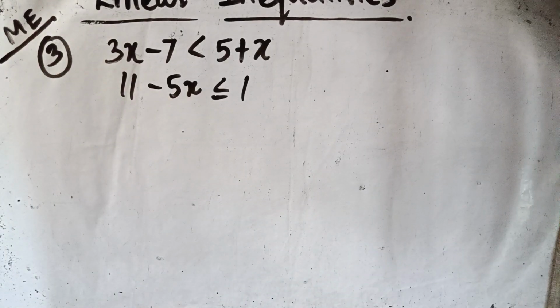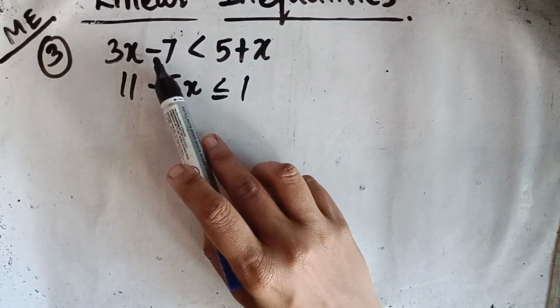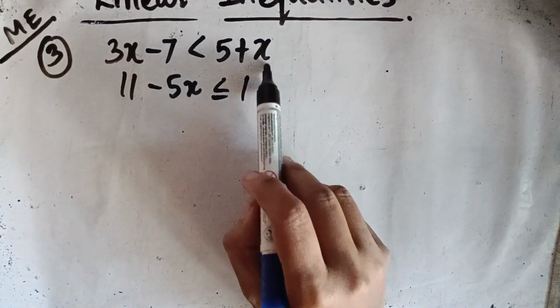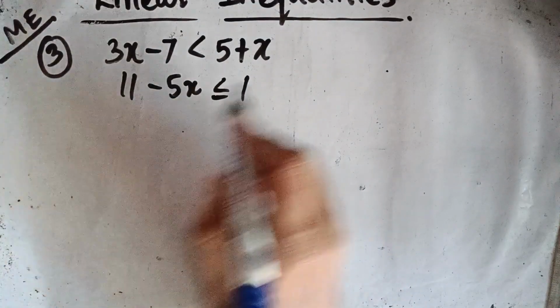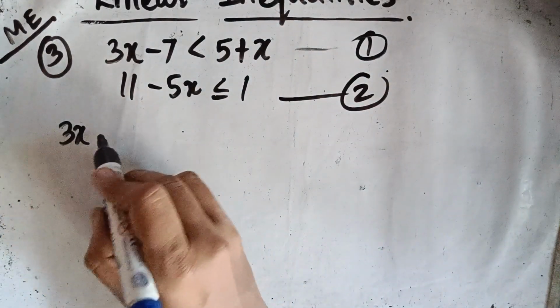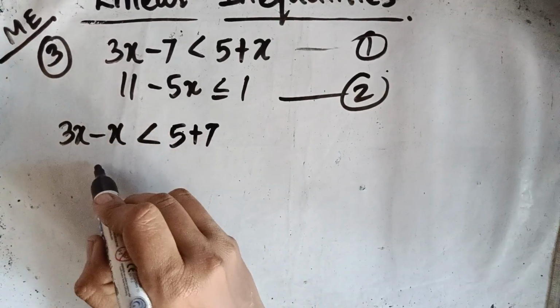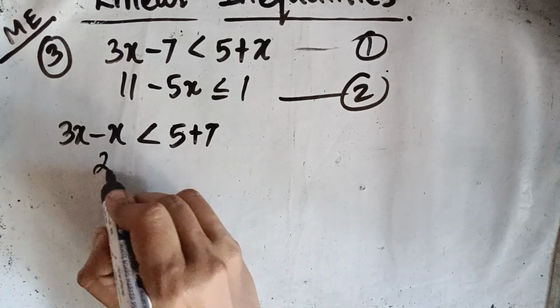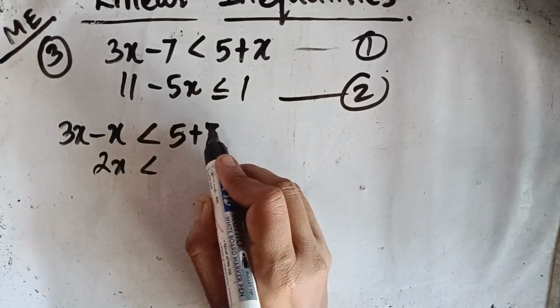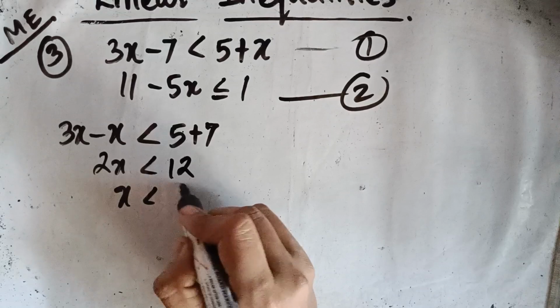So here we have to solve the system of inequalities and represent the solutions on the number line. So we have to solve this. Again the same thing, you have to find the value of x. So here the first one I am taking: 3x - x < 5 + 7. So 3x - x is 2x, 5 + 7 is 12. So x is less than 6.